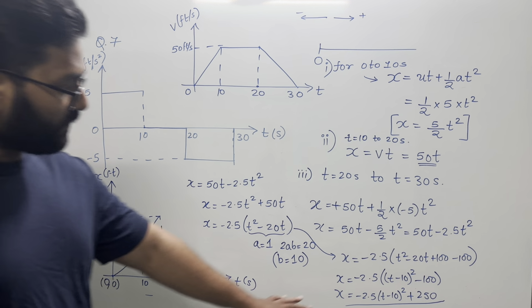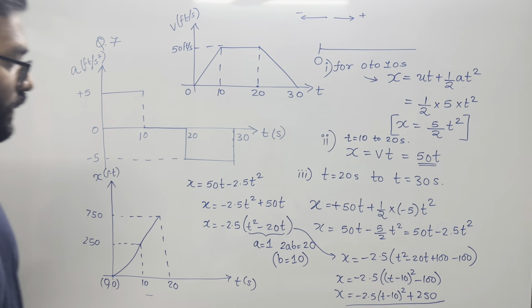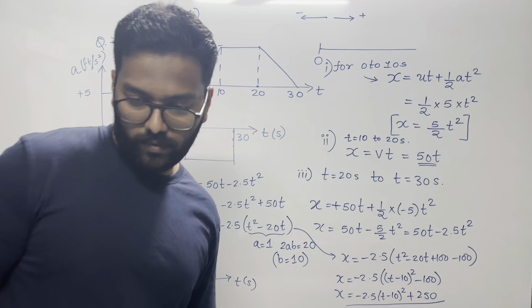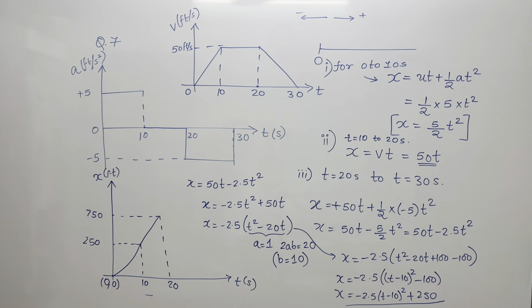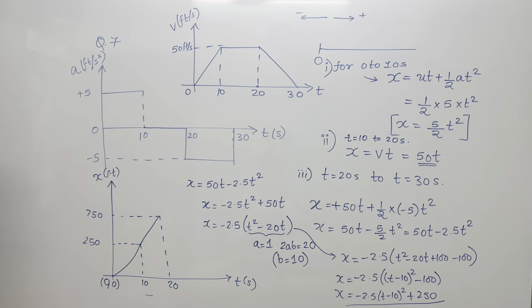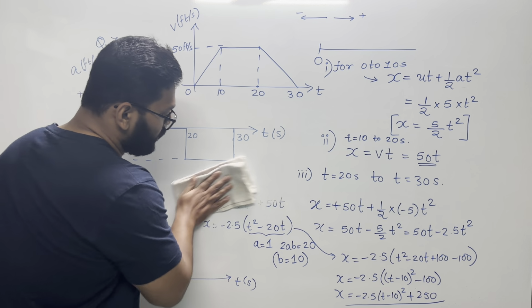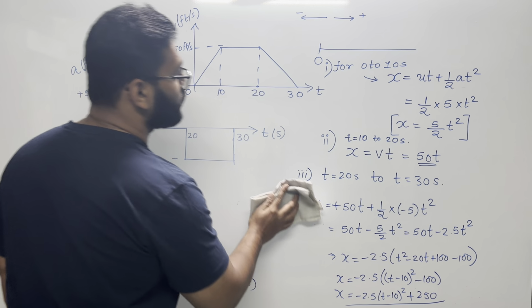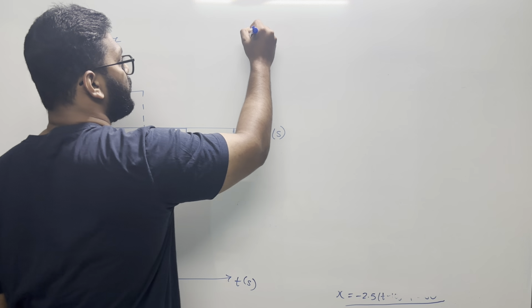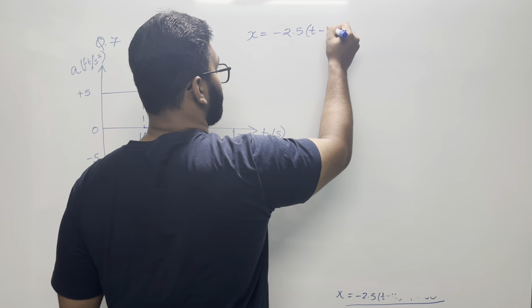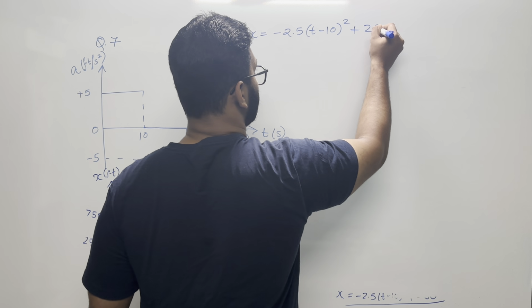Now this is pretty much easier to plot compared to directly seeing the original. I will tell you how to plot this. Okay, let me see if it is visible. Yes, barely just visible. Now let's plot this equation. I am going to forget everything else because that is not relevant now. What is relevant is this equation. Let me rewrite it over here: minus 2.5 into t minus 10 whole square plus 250.